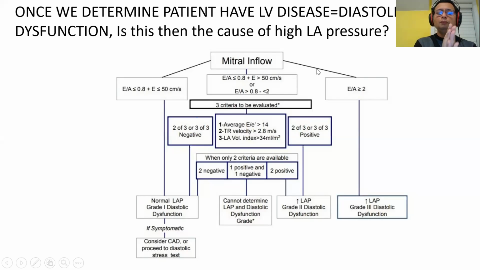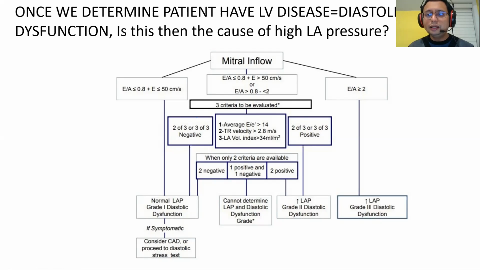If it is between 0.8 and 2, or your E over A is less than 0.8 but E is more than 50, then you have to look at these 3 parameters. And lo and behold, these 3 parameters are actually part of the 10 parameters that I mentioned to you previously. You see how important it is to remember the parameters. If you use these parameters, if 2 or 3 are positive, you have grade 2 diastolic dysfunction. If 2 or 3 are negative, you have grade 1 diastolic dysfunction.